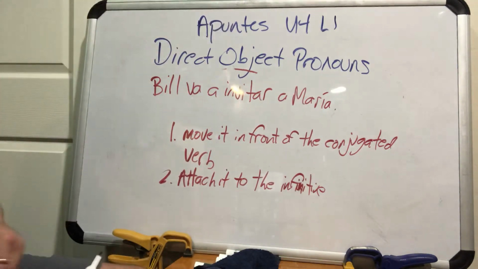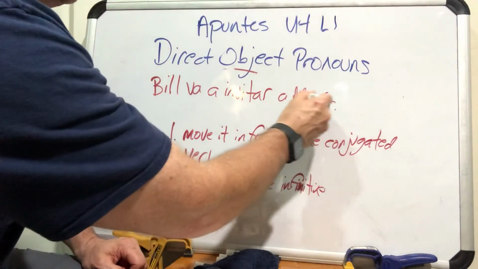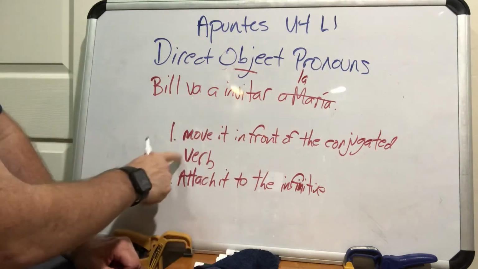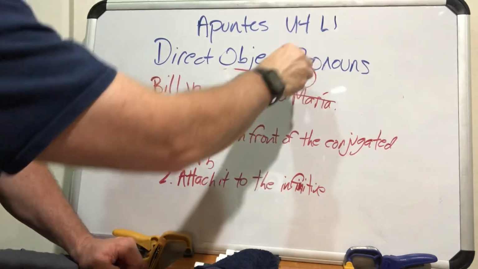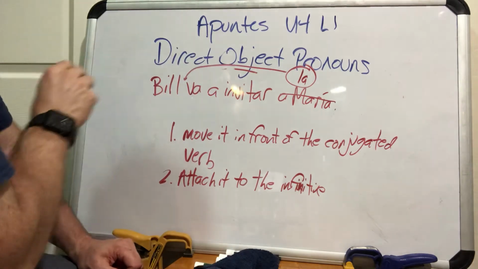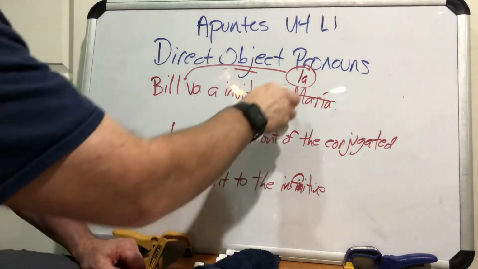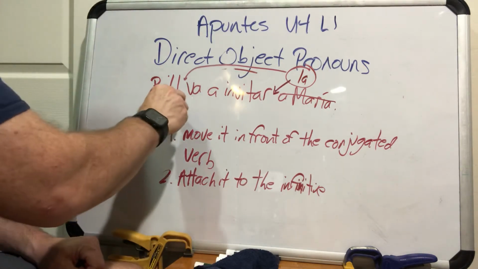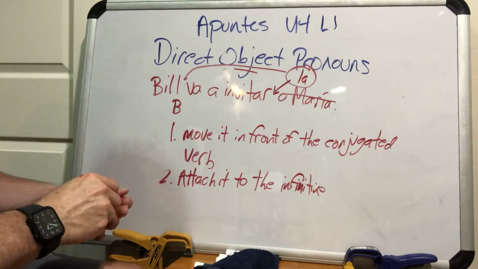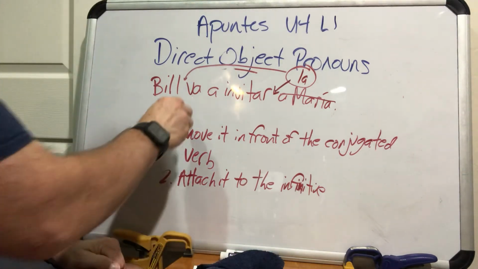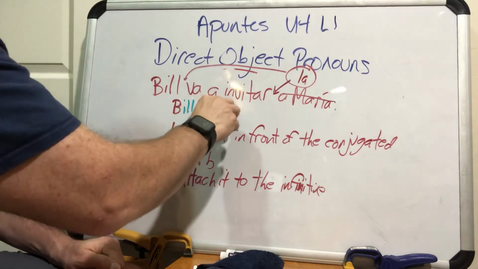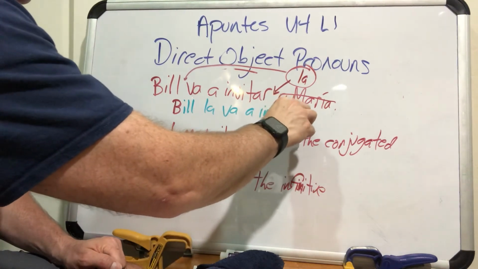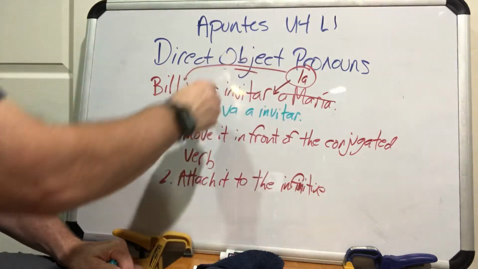Okay, to the party. So if we're going to change a Maria, we already talked about it's going to be la. Now we have our options. So one is move it in front of the conjugated verb, which is va. So we could put it there. But we also have option number two, attach it to the infinitive. So we could attach it to invitar. Okay, so you could say Bill la va a invitar. That's where we moved it in front of the conjugated verb.